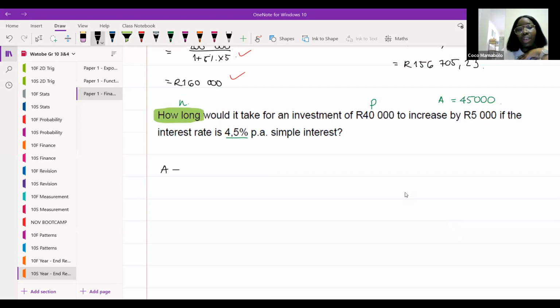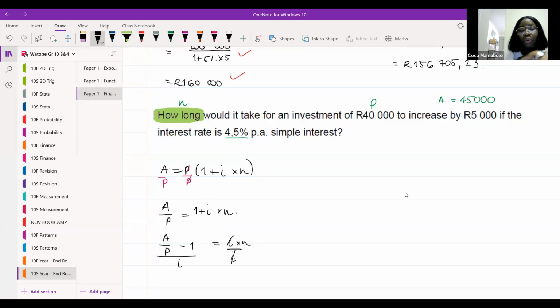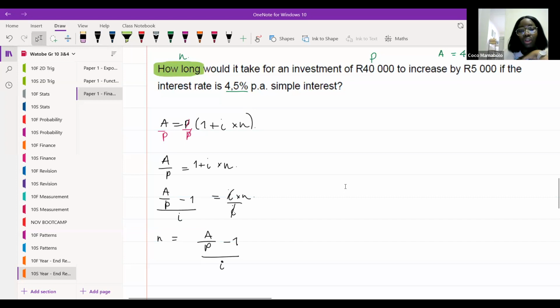So I'm going to take my formula. A is equal to P open brackets 1 plus I times N. And we're going to divide both sides by P, cancel. And I'm going to have A over P is equal to 1 plus I times N. I'm going to take my minus 1 over to the other side. A over P minus 1 is equal to I times N. I want N, so I'm going to divide both sides by I. So my formula to find the number of years is A over P minus 1, all of that over I, the interest rate.